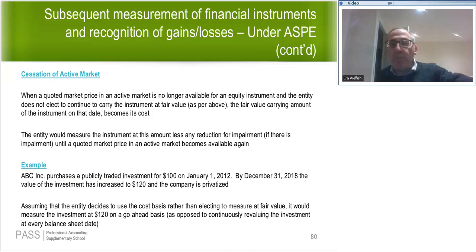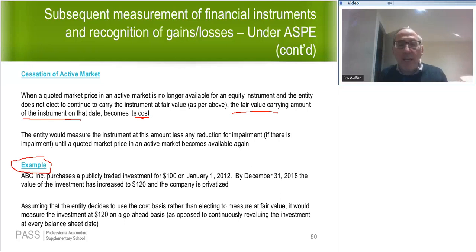The entity would measure the instrument at cost, less any reduction for impairment if there is an impairment, until a quoted market price becomes available again, until the company goes public again, at which point we'd have to start using fair value again. Obviously, there's a good chance that the company will never become public again. If the company never becomes public again, the company continues to use the cost method until they sell the investment. I'd like to give you an example of this scenario here.